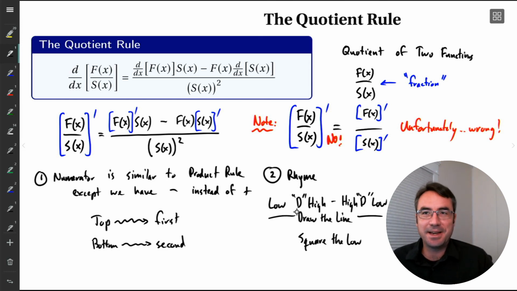So that's another way to remember what's going on here. It's the bottom function times the derivative of the top minus the top function times the derivative of the bottom. And then you have a big fraction, and then you square the bottom function. You square the term that's in the denominator. So low D high minus high D low, draw the line, square the low. So another way to remember the quotient rule. So lots of different ways. Pick one that works for you, and that's fine.